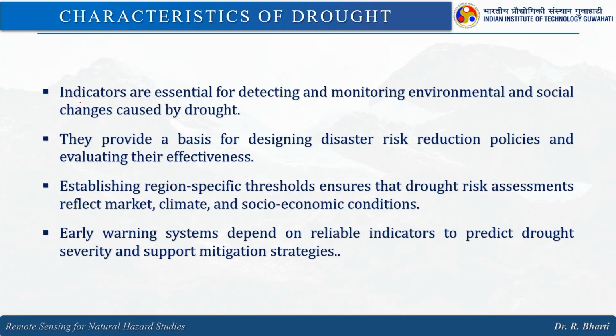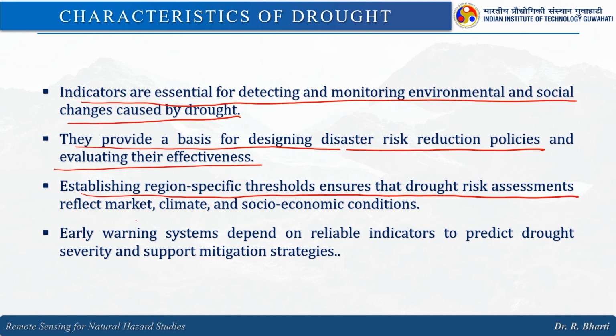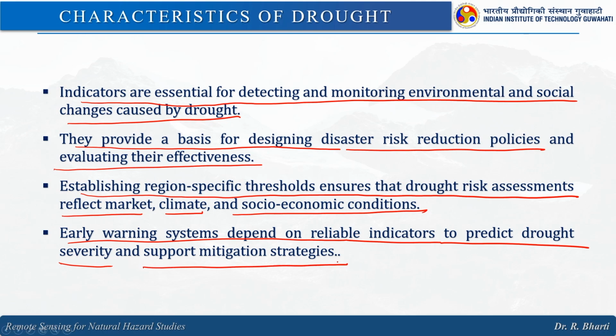So, we will be talking about the indicators. Indicators are essential for detecting and monitoring environmental and social changes caused by drought. They provide a basis for designing disaster risk reduction policies and evaluating their effectiveness. Establishing region specific thresholds ensures that drought risk assessment reflects market, climate and socio-economic conditions. Early warning systems depend on reliable indicators to predict drought severity and support mitigation strategies.